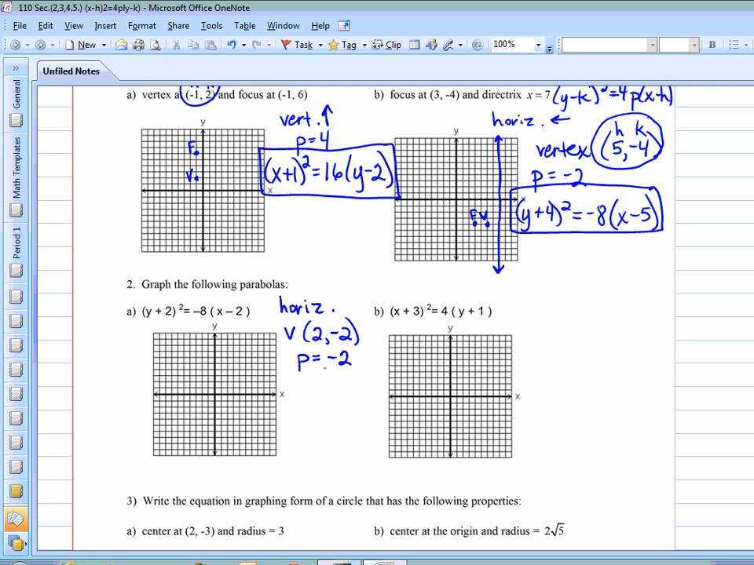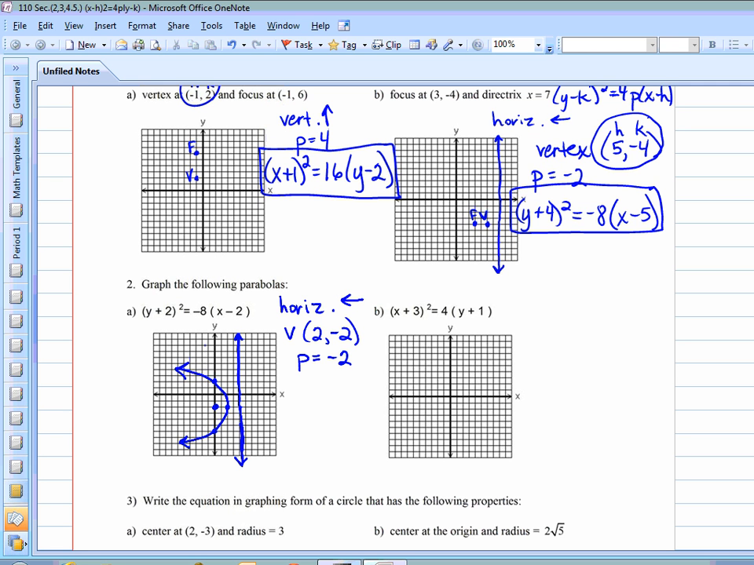Because it's horizontal and a negative p value, that means we're going to be opening to the left. So I'm going to plot my 2, -2 point as my vertex. And if I go left 2, I'm going to get my focus. And if I go right 2, I get my directrix line. And remember, from the focus, I need the total focal width to be the absolute value of -8, which is 8. If I go half of that on either side, so if I go 4 on either side, then through the vertex and through the endpoints of the focal width, I draw my parabola opening left.